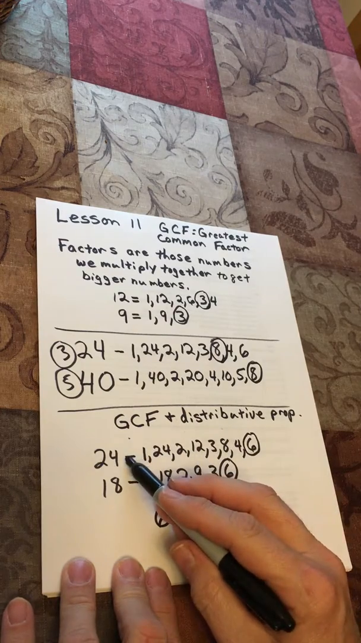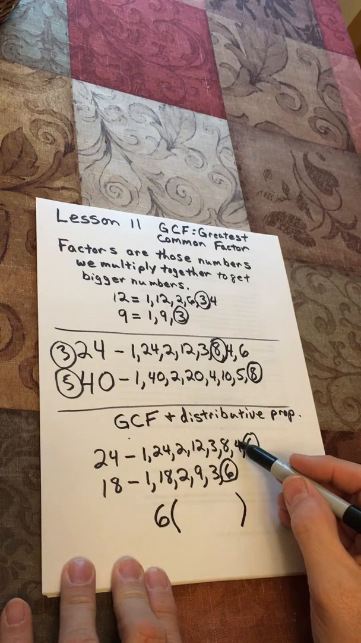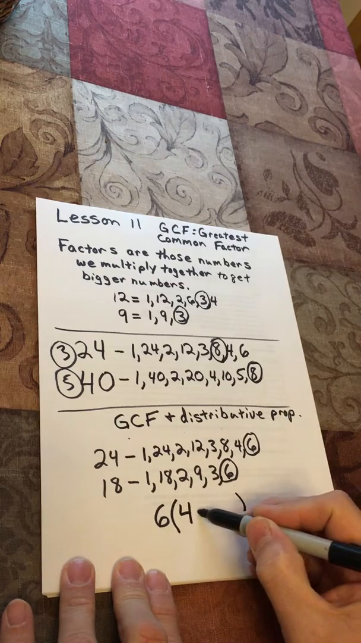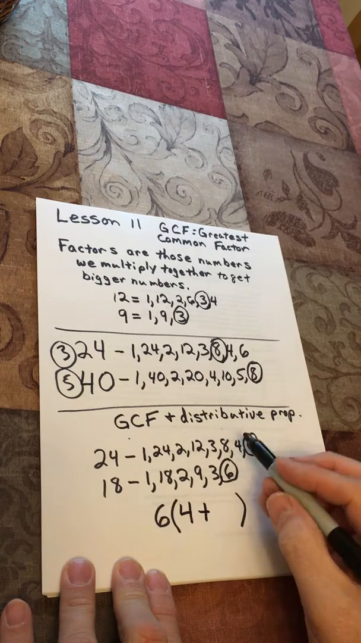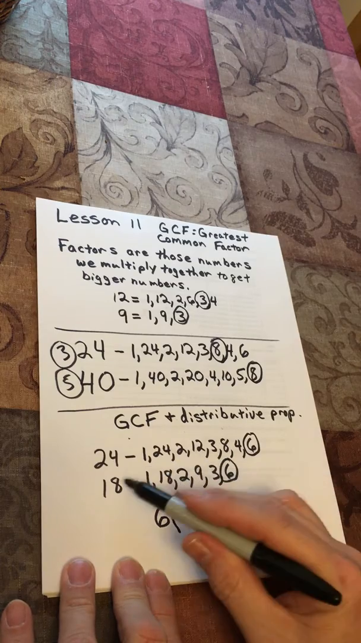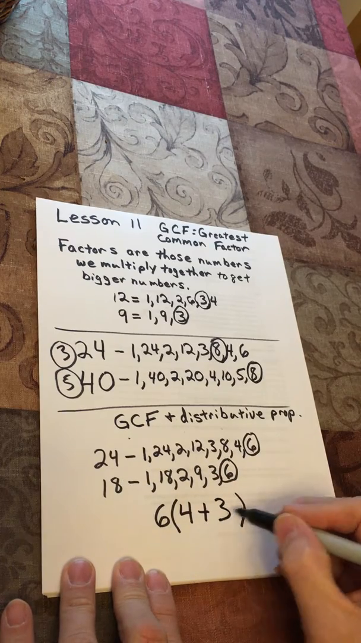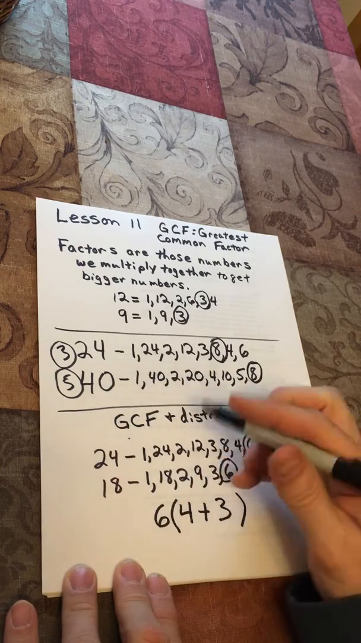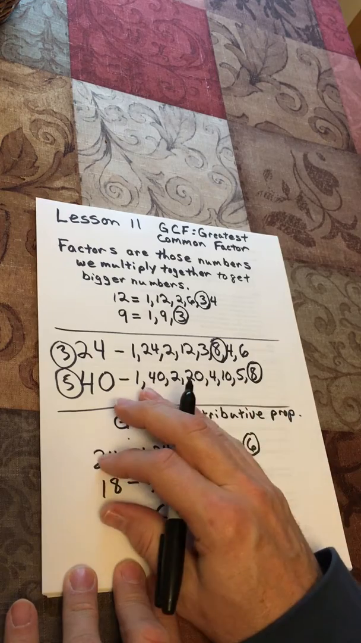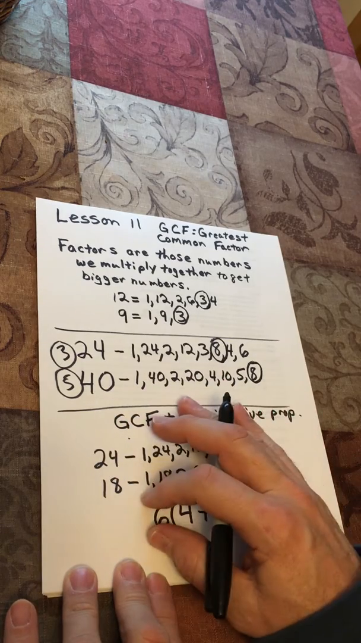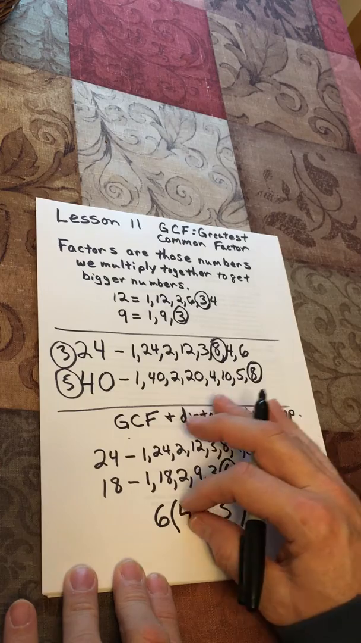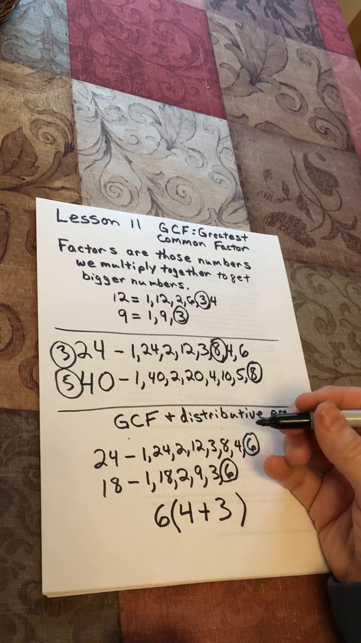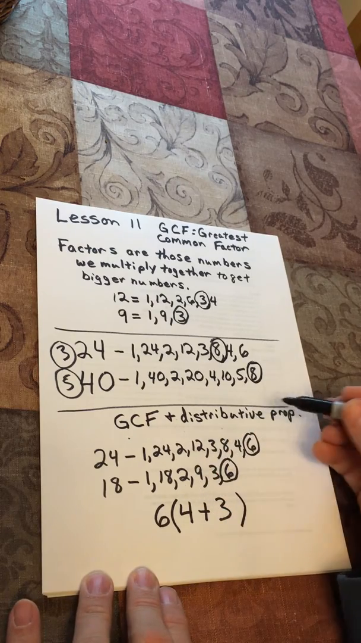Now for the 24, 6 is a factor pair with 4. So I'm going to put the 4 here, and I'm going to put a plus here. And the factor pair for 6 in the number 18 is 3. So what you've done is you've used the distributive property to pull the factor of 6 out of each of these numbers. This is what they have in common. And pull it out, and then you've got 3 and 4. So that would be the greatest common factor and distributive property.